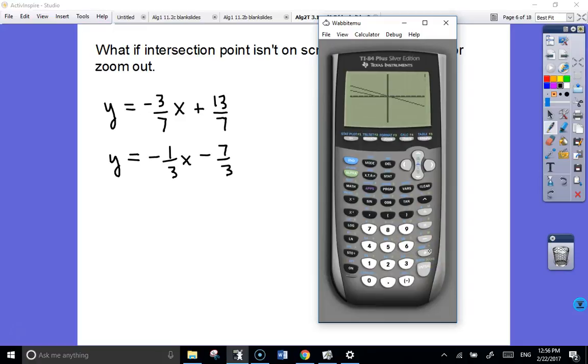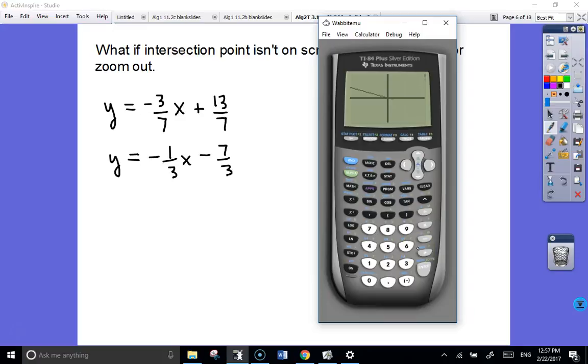There's one line. There's another line. Does it look like they're intersecting? To me it looks like it does, but what happens when I do the second trace 5? 1, 2, 3. I get the same error. So I need to go back to the graph again and zoom out one more time. Zoom 3.